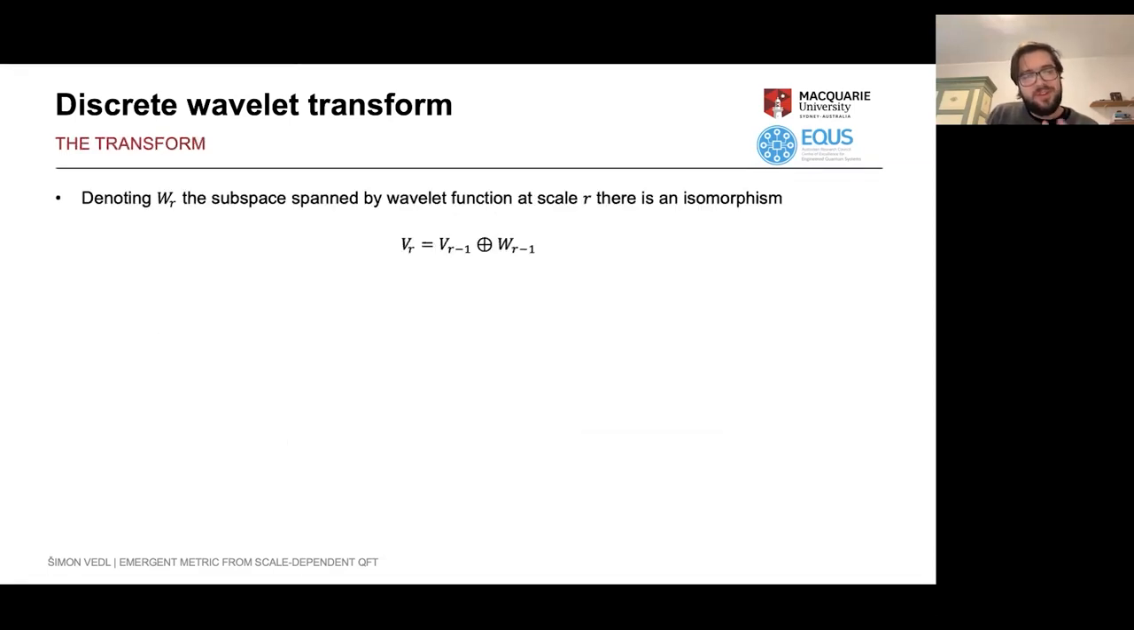So what is actually the wavelet transform? So you can establish that for a given scale, you have an isomorphism: your subspace at scale R can be written as a direct sum of two orthogonal subspaces, one at a finer scale, right? The V is spanned by the scaling function and W by the wavelet function at that scale.